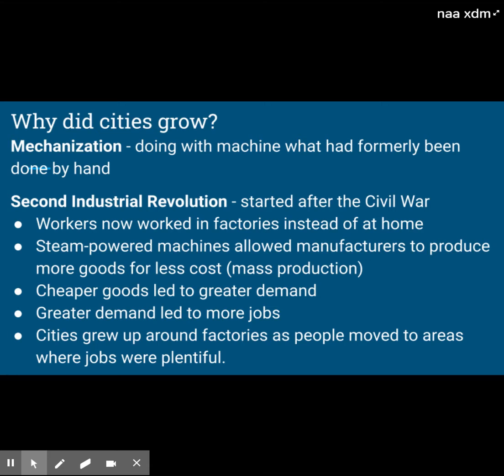And the general idea with mass production, and again, mass production is producing a large quantity of goods, right? Mass production generally means the cost goes down. And the cheaper goods get, the greater the demand.